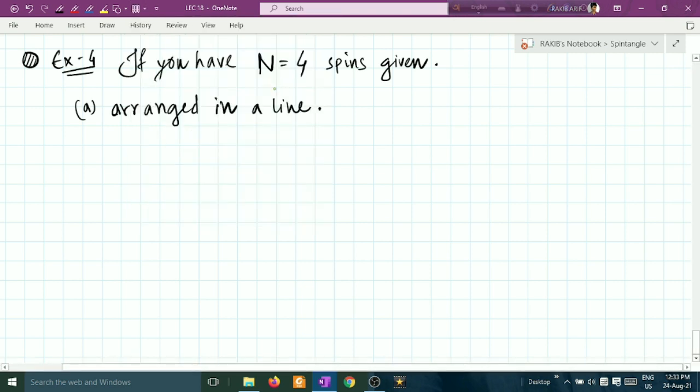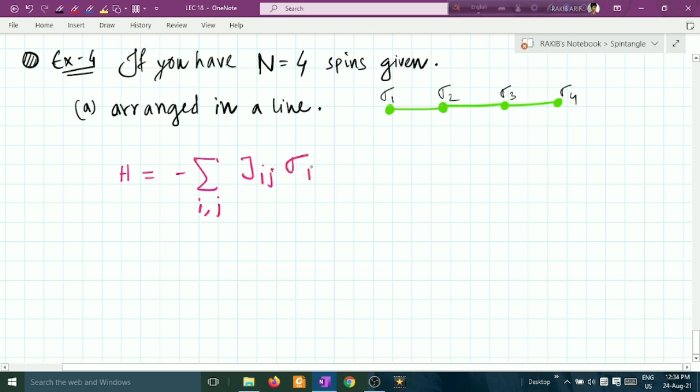If it is a line, calculate the Hamiltonian first. This is 1 spin, this is 1 spin, this is 1 spin, this is 1 spin. So this is sigma_1, sigma_2, sigma_3, sigma_4. What is our Hamiltonian? I think you can now calculate it. Minus summation over ij, there will be a J_ij term, the interacting term of the spin interaction, sigma_i sigma_j, minus b summation over sigma_j. This is the Hamiltonian.